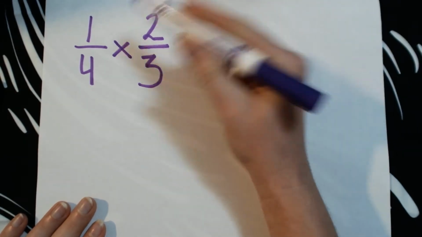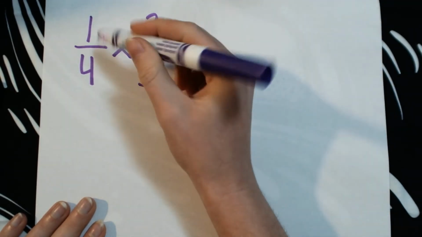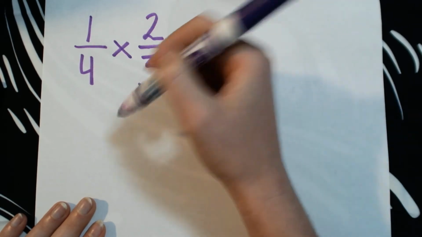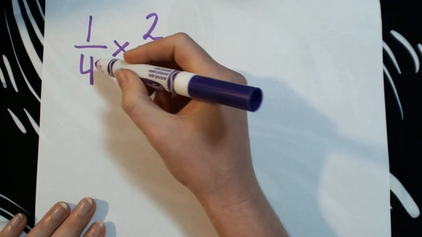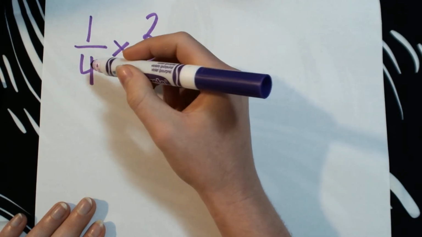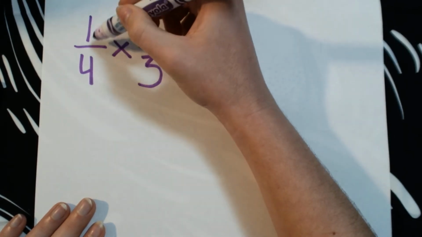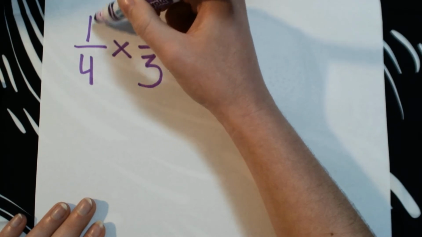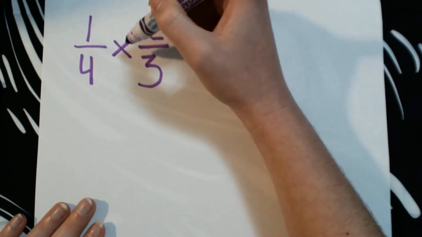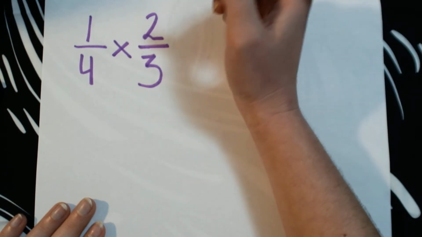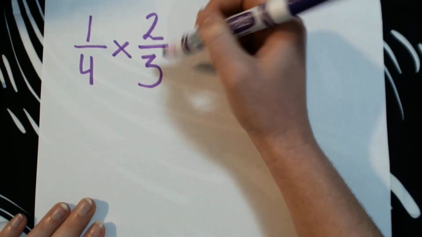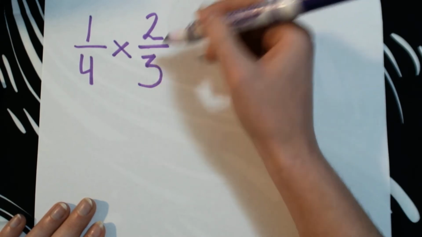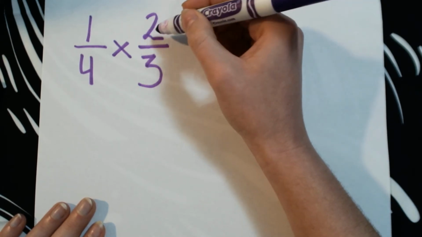So let's go ahead and think about what this means. We have our fraction 1/4. We know that that's less than 1 whole. There's 4 equal parts in the whole, that's our denominator, and our numerator is the number of those equal parts that we're talking about. So we have 1/4 times, I'll come back to that in a minute, 2/3. This is something that's divided into 3 equal parts, and we're talking about 2 of them.